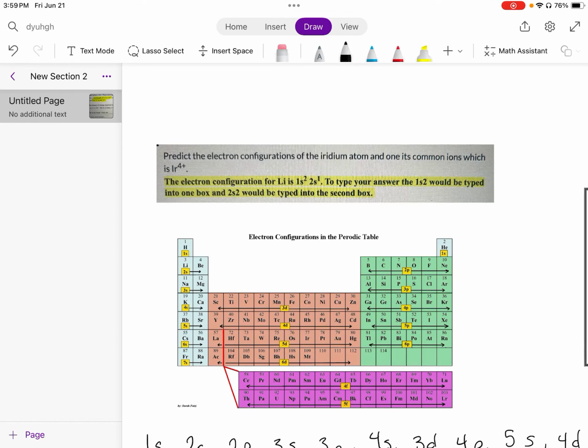Okay, so this question is talking about how the electrons in iridium and its iridium 4 plus ion are laid out. So previously you've learned the model that you have a nucleus, and then you have these little electron shells, and each shell holds a different amount of electrons, right?